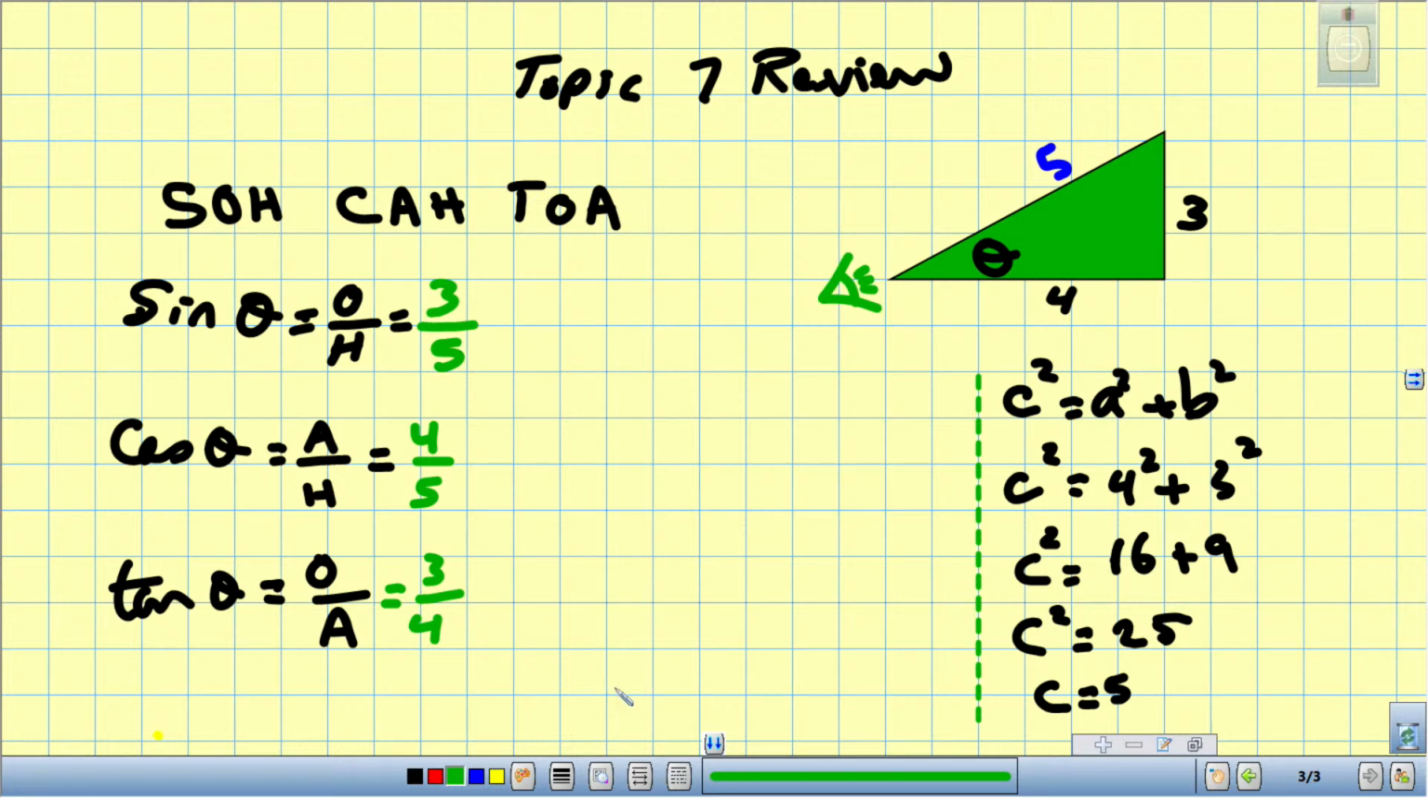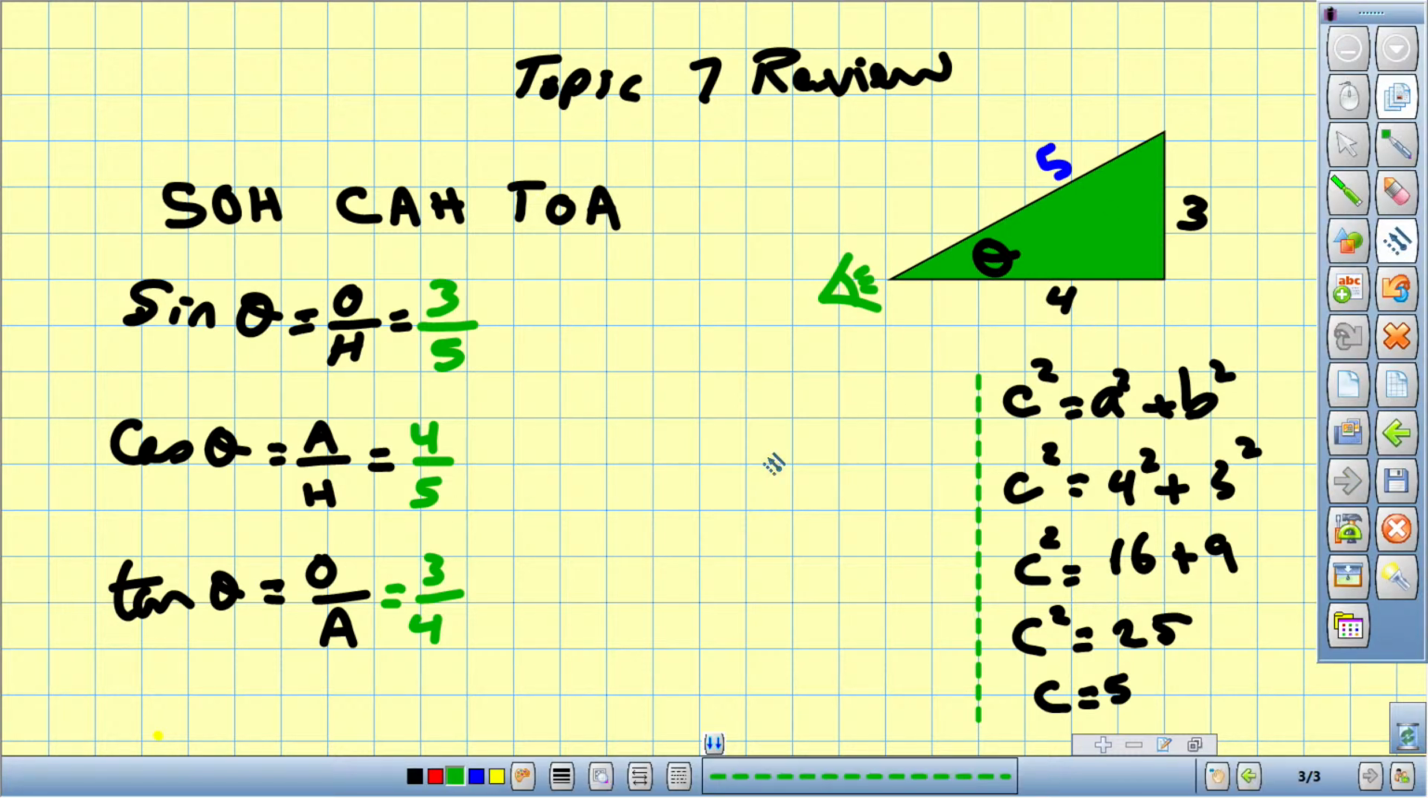Okay. We're not done because there actually are 6 different trig functions. These are the basic ones: the sine, the cosine, the tangent. But there are some cousins in the family. Each one of these has a cousin. So let's talk about the cousins a little bit.